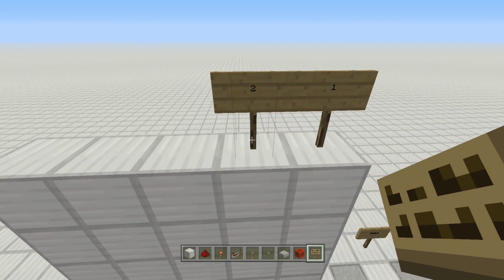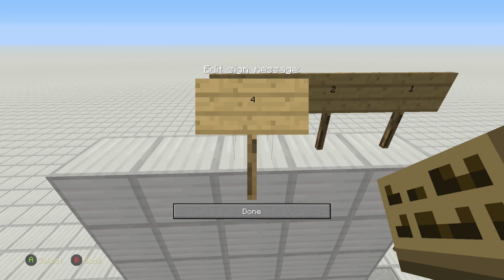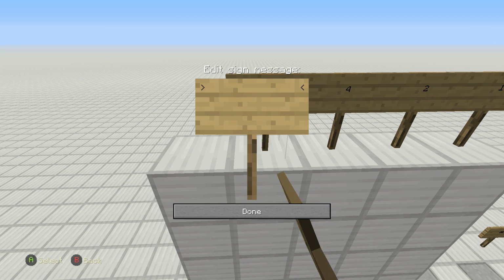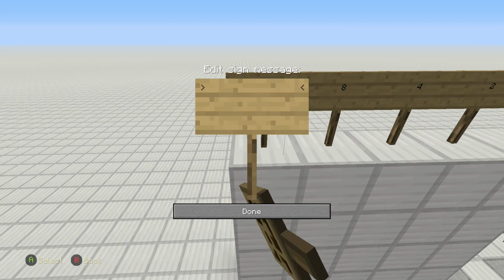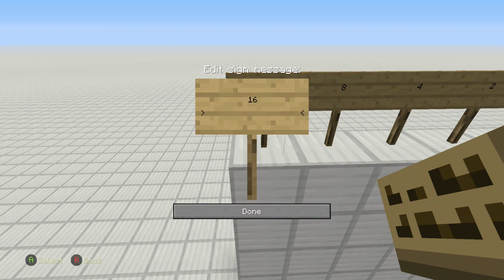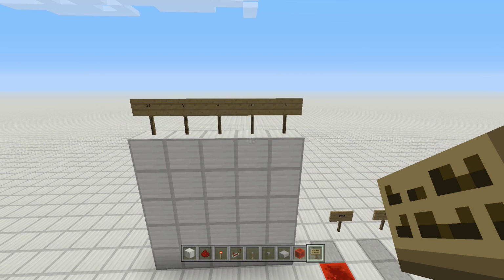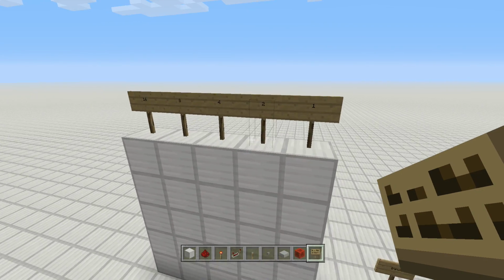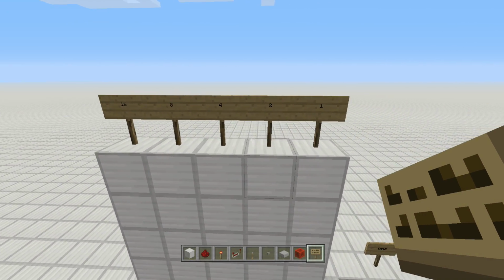This one will be worth the double of 2. So it'll be worth 4. And you guys will see why I'm skipping a 3. And this one will be worth 8. And you guys will see why I don't have 5, 6, and 7 in just a moment. This one is 16. So you guys will also see why I don't have 9, 10, 11, 12, 13, 14, and 15. If you're smart, you can already tell how I'm going to get 3, 5, 6, 7, 9, 10, 11, 12, 13, 14, and 15.